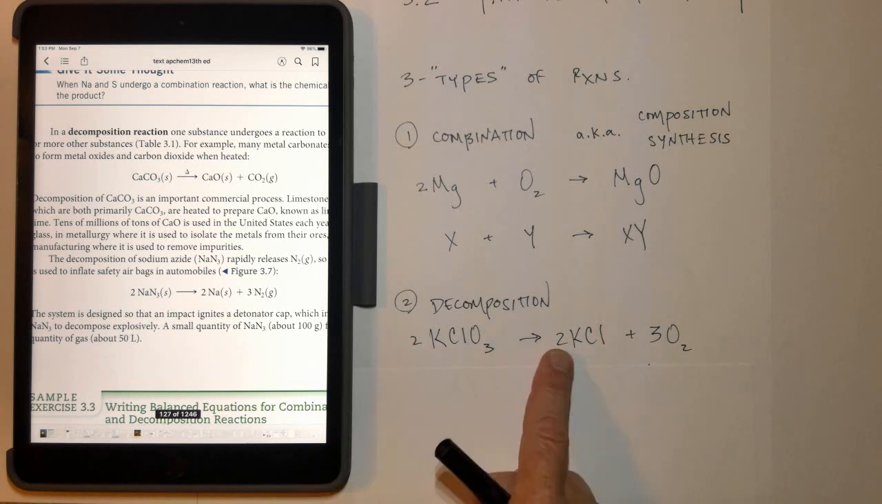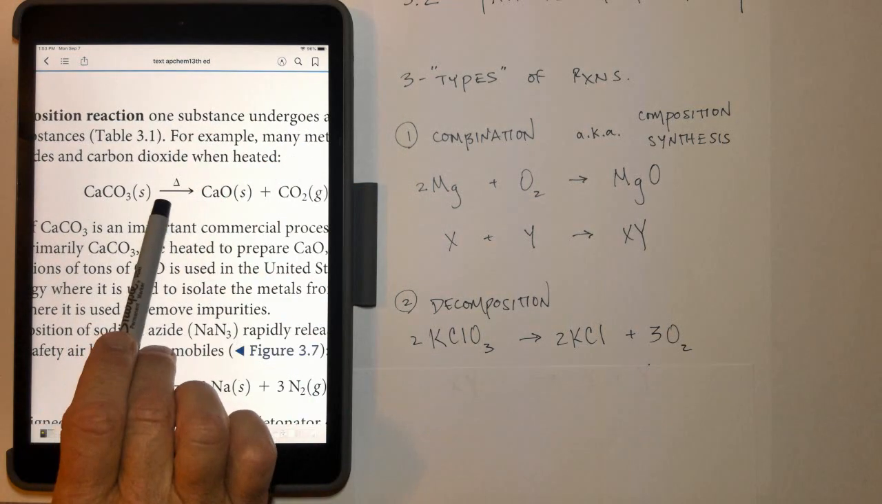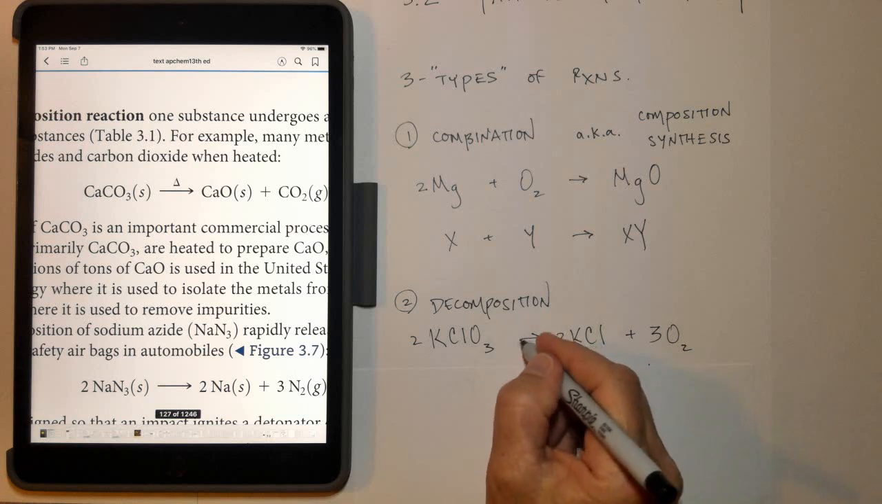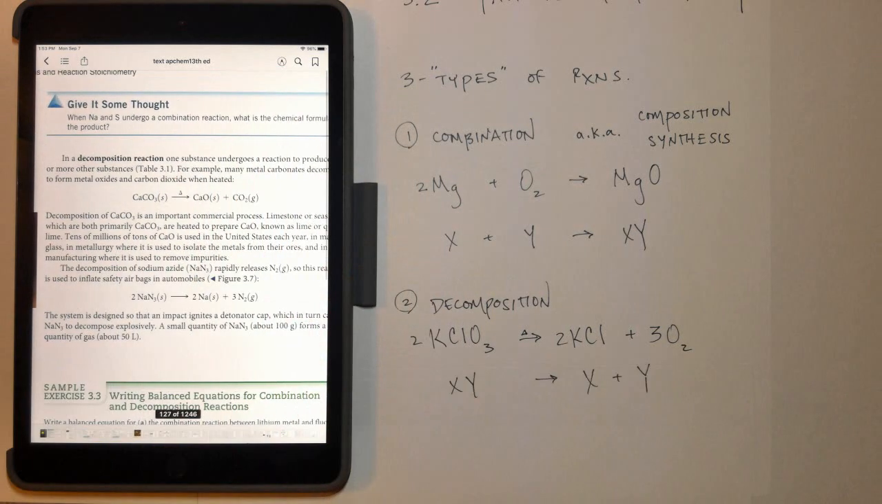Notice I needed a 2 and a 3 right here to make a balanced chemical equation. And you'll also see that the symbol for heat is used in this example right here. And actually that's what happens to potassium chlorate as well. So a decomposition reaction follows this pattern. We have one substance and it breaks up into 2 or more. So 2 types of the 3, combination and decomposition.